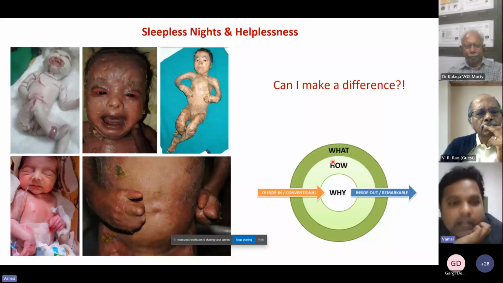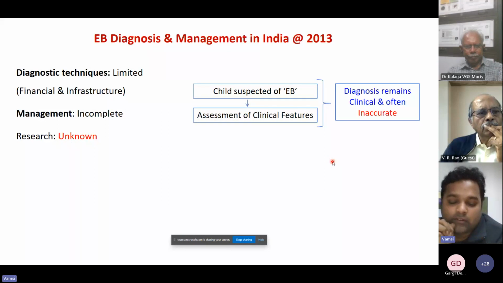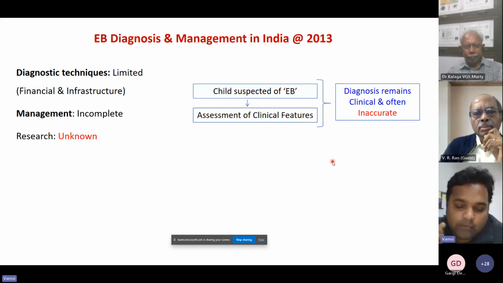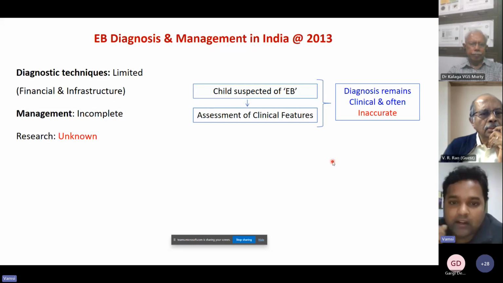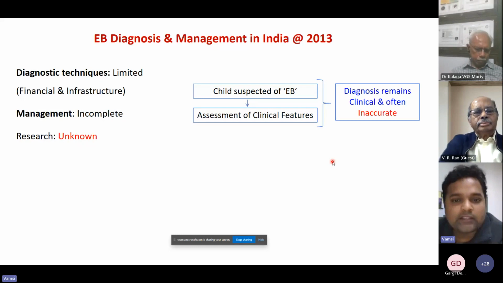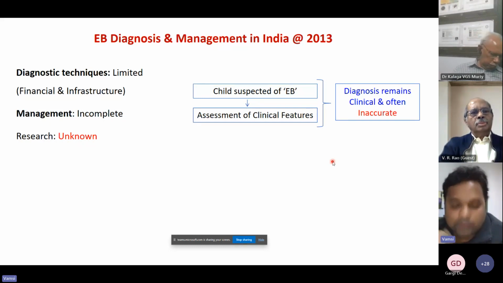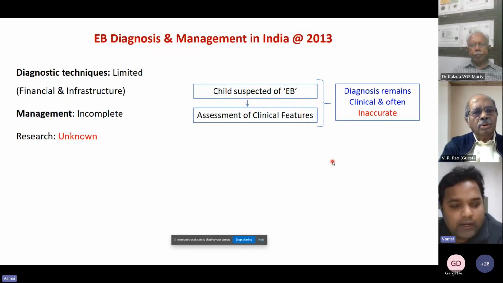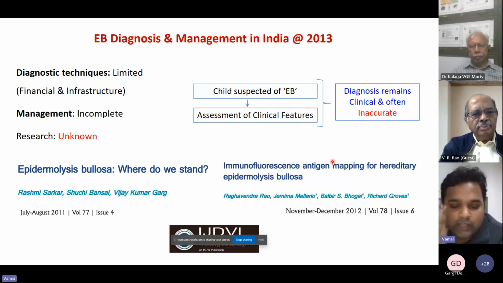And then it started with asking what is the current picture with EB when I started. Diagnostic techniques were limited. There were few centers catering to immunohistochemistry and immunofluorescence. Management is incomplete. Research at that point in time was unknown, at least to me. In a child's case of EB, you do a clinical assessment, and sometimes the diagnosis is correct, sometimes inaccurate, and management is more often incomplete. At that point in time, in the literature, we had two papers. There are good reviews written by Dr. Rashmi and Dr. Raghavendra Rao, who is in Manipal and currently deals with immunofluorescence for many of these patients.